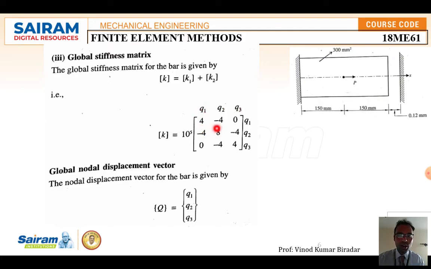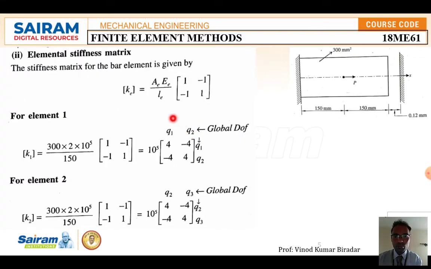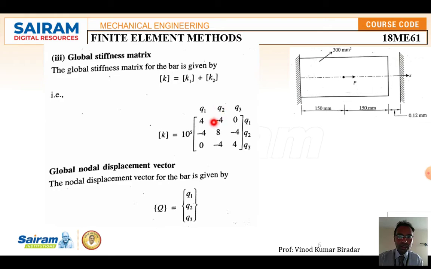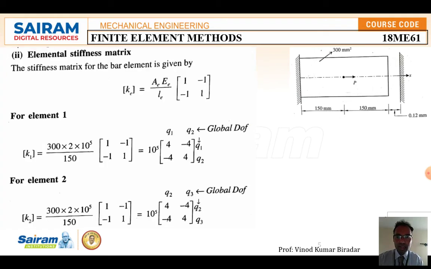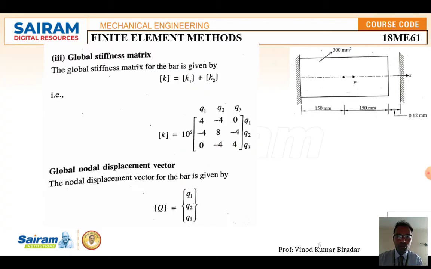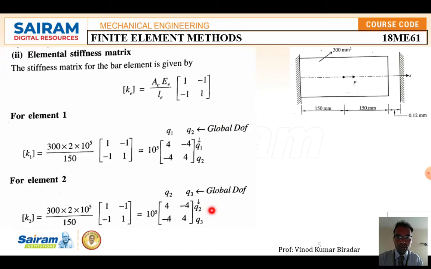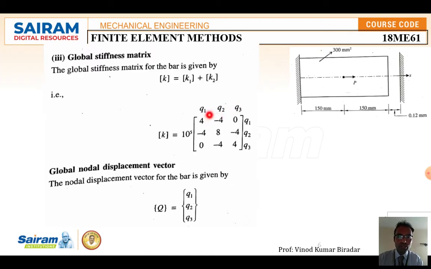Look at this 4: how did we get it? It is situated at a node position. What is the node number position for this? 1 and 1. So look at position 1,1 in both matrices. Here 4 is there, here not there, so 4 plus 0 is 4. Here minus 4 is situated at 2 and 1, so you add position 2,1 in both matrices: here minus 4, here not there, so minus 4 plus 0 is minus 4. And 0 is situated at 3 and 1; here also not there, here also not there, so 0 plus 0 is equal to 0. Like that you have to calculate the remaining global stiffness matrix.